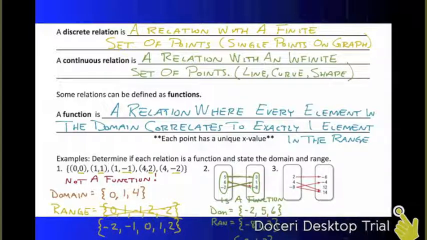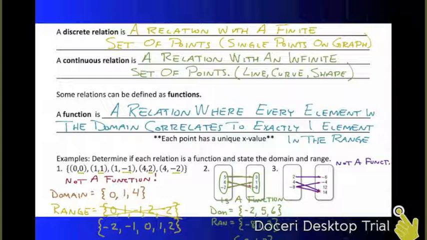Example number 3. Well, we need to determine, is this a function? 2 goes to -6, so we're good. 4 goes to 14, we're good. -8 goes to -4 and to 14. So no, this is not a function.